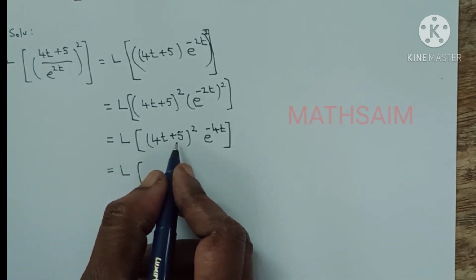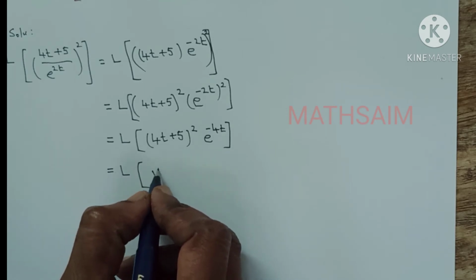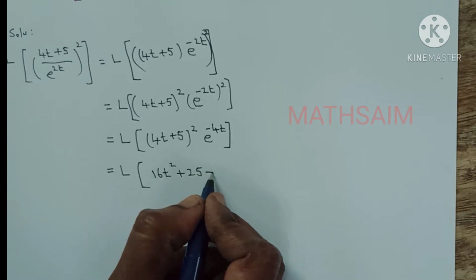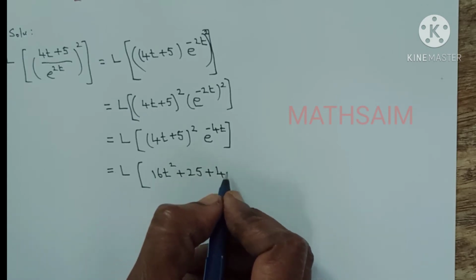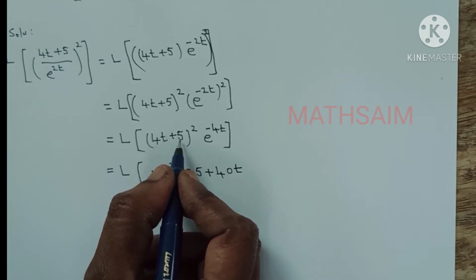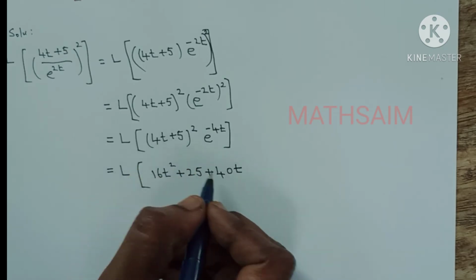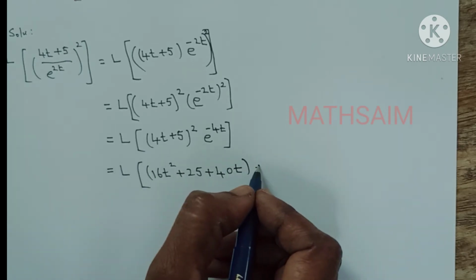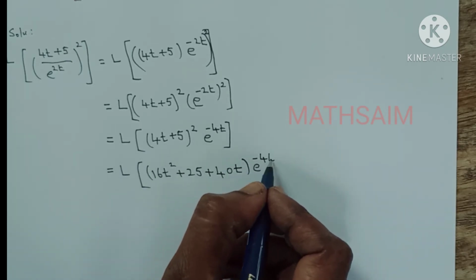(4t plus 5) the whole square can be written as 16t square plus 25 plus 40t. 2ab, that is 2 into 5 is going to be 10, 10 into 4 is going to be 40, so 40t, into e power minus 4t.